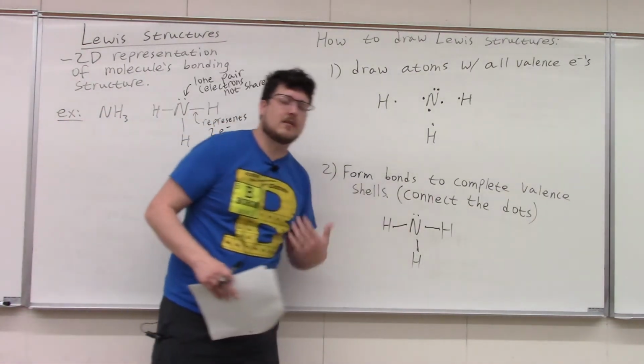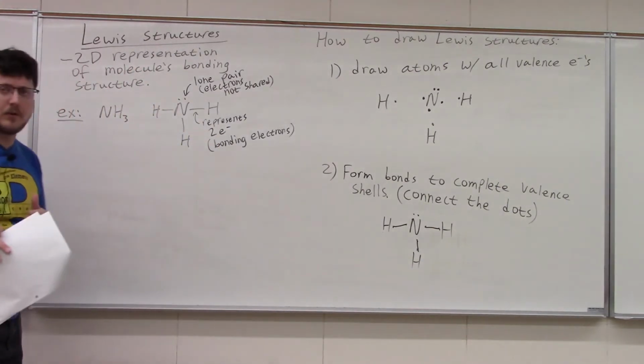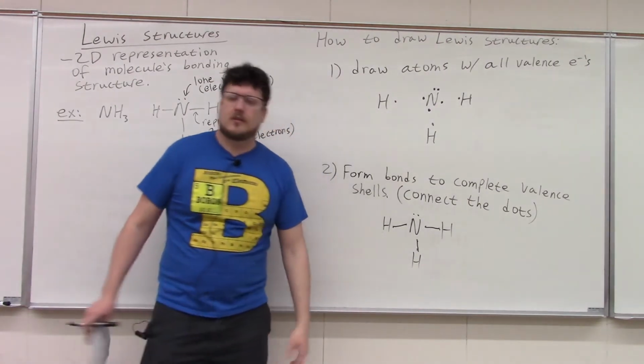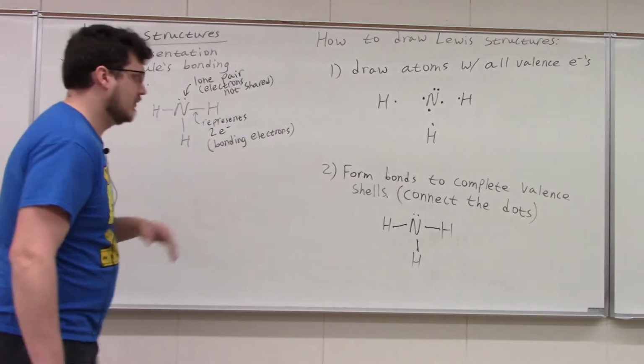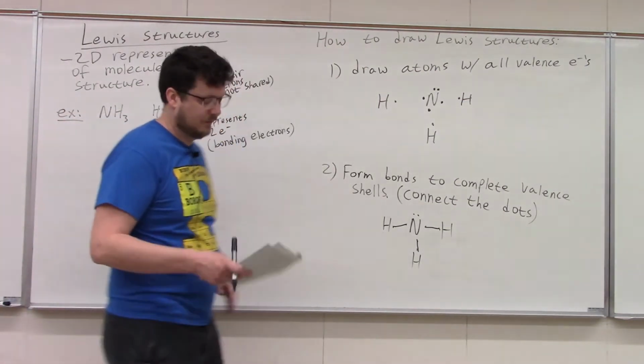So you just connect the dots. There should be no unpaired electrons when you're done. If there are, something squirrely has happened. You misread the problem, I miswrote the problem, you misread the periodic table, something like that happened. So watch out. There should be all paired electrons. Everything should have a complete valence shell when you're done.